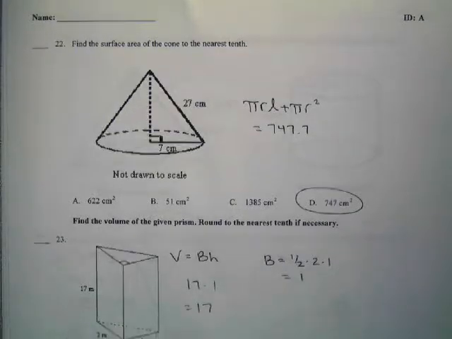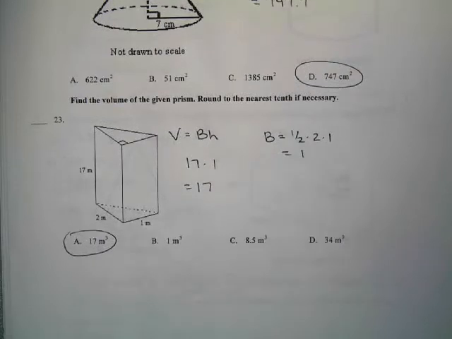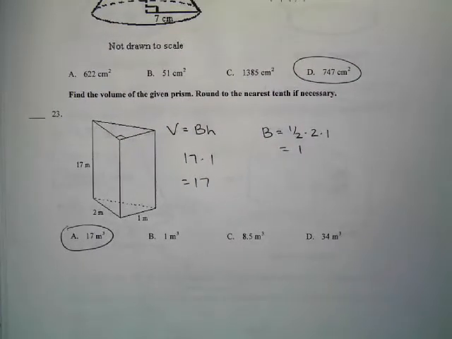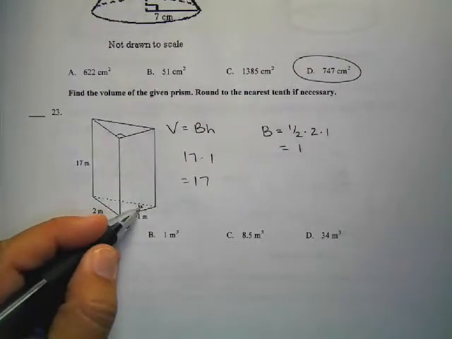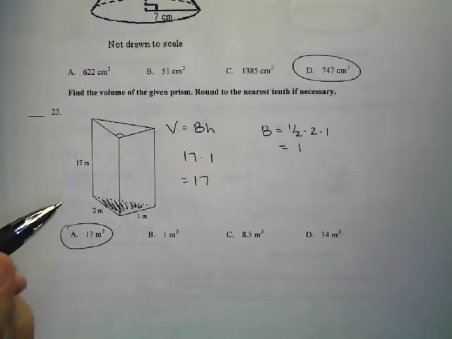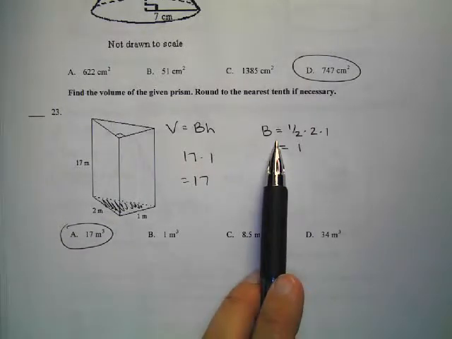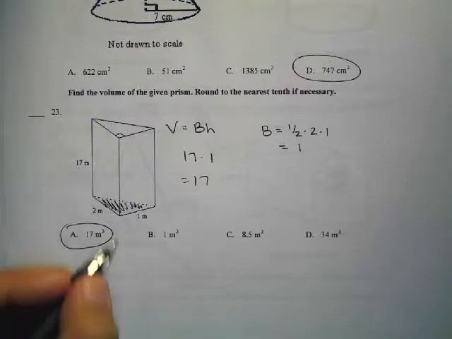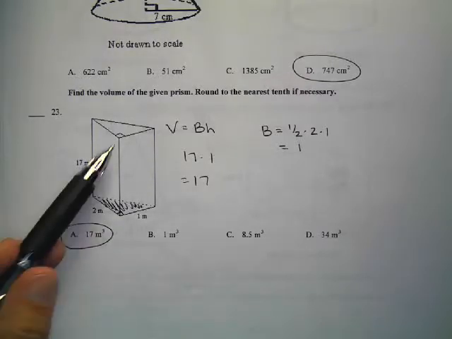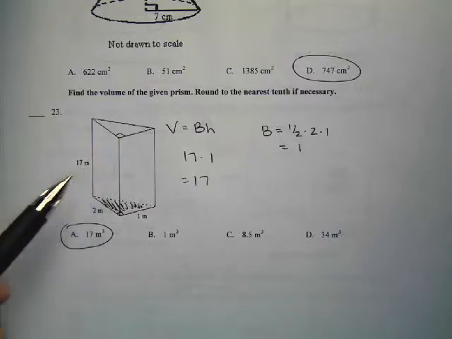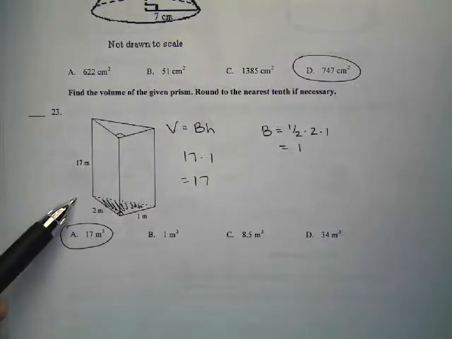For 23, the volume of the prism. Again, you have a triangular base. So the area of the base is 1/2 times 2 times 1. This is a right triangle. You can see there is the right angle. And then you multiply by 17 as the height of the prism. So it turns out to be 17 meters cubed.